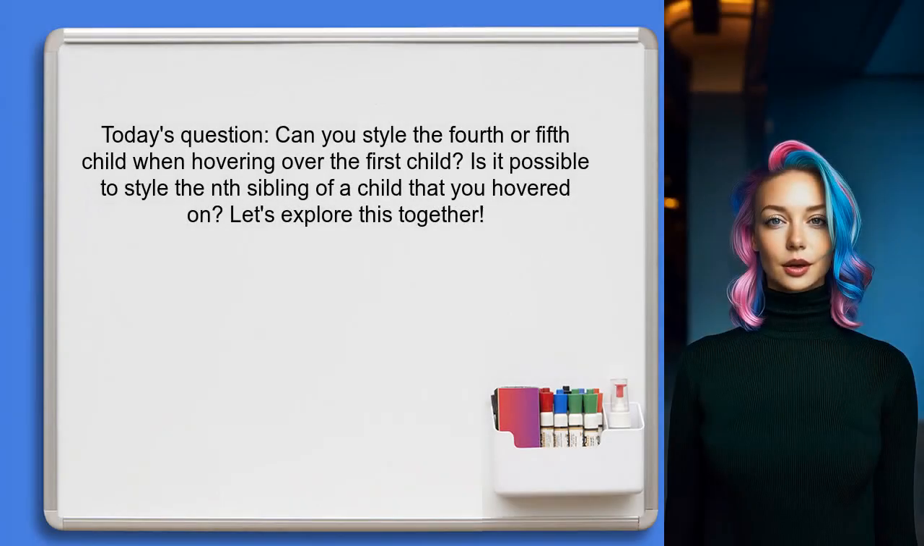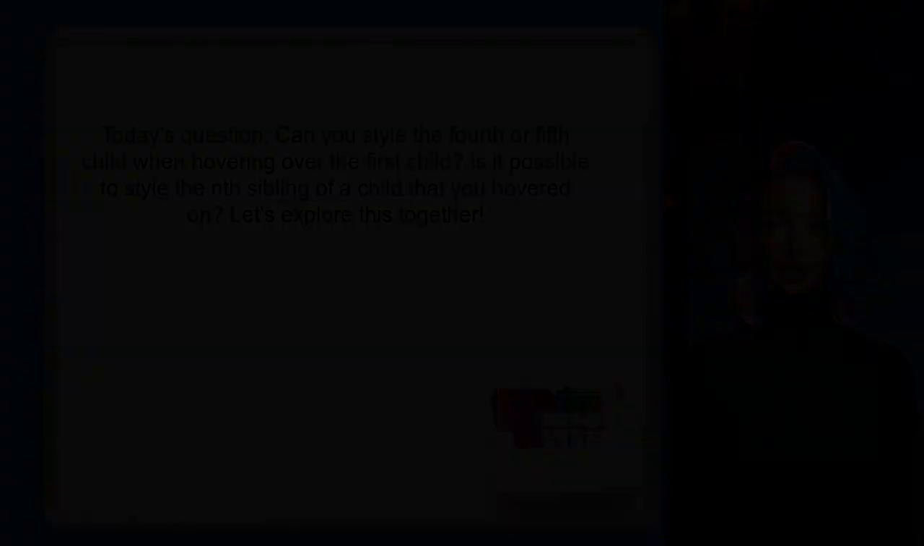Here's the specific question we're tackling today. One user asked if they could style the fourth or fifth child when hovering over the first child. They want to know if it's possible to style the nth sibling of a child that they hovered on. Sound familiar? Let's explore this together.